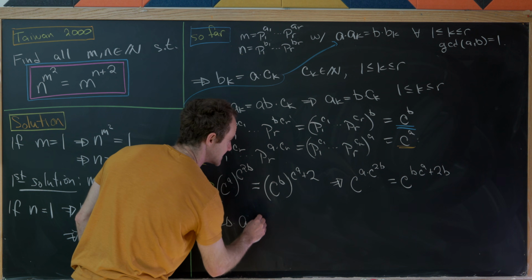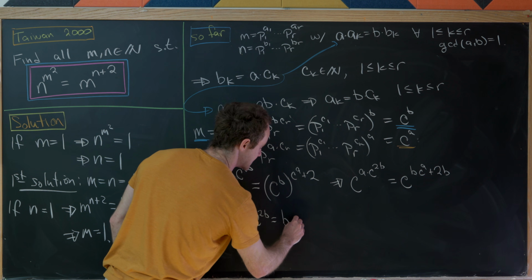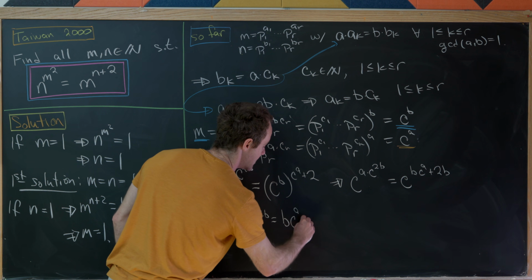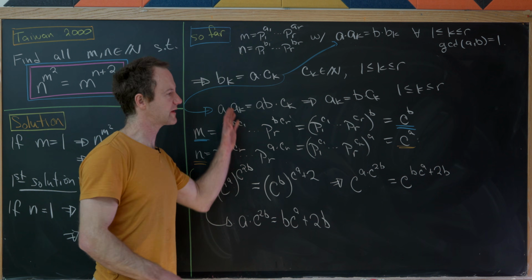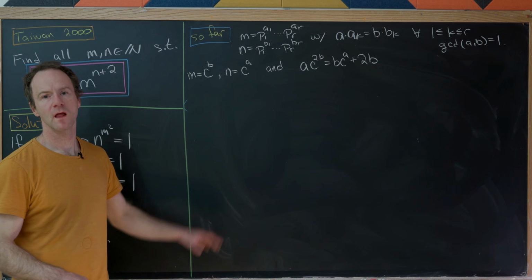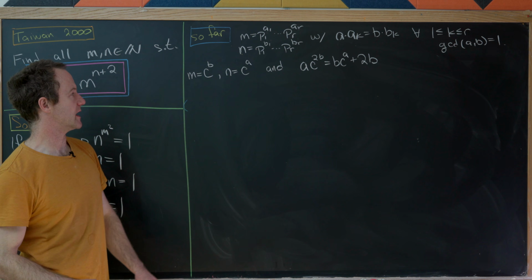We have a times c to the 2b is equal to b times c to the a plus 2 times b. Okay, let's bring that up and then we'll work towards the end. So this is what we ended with, and now let's go from there.